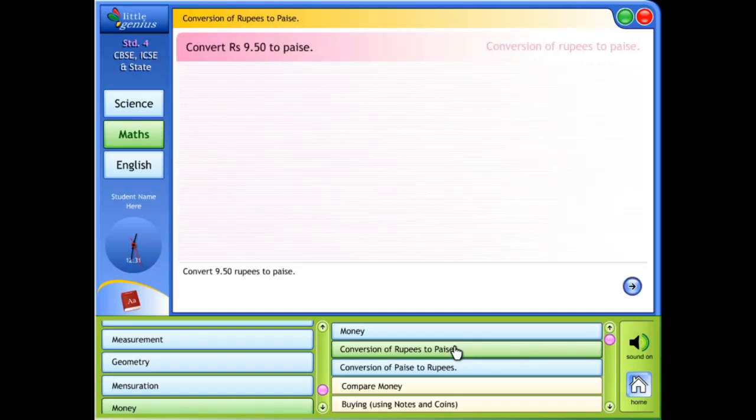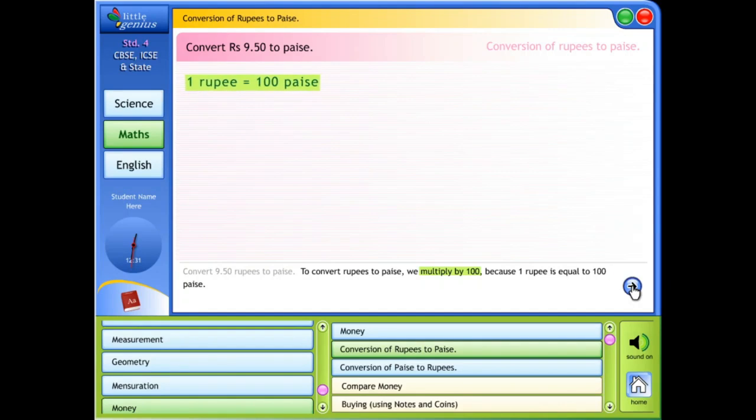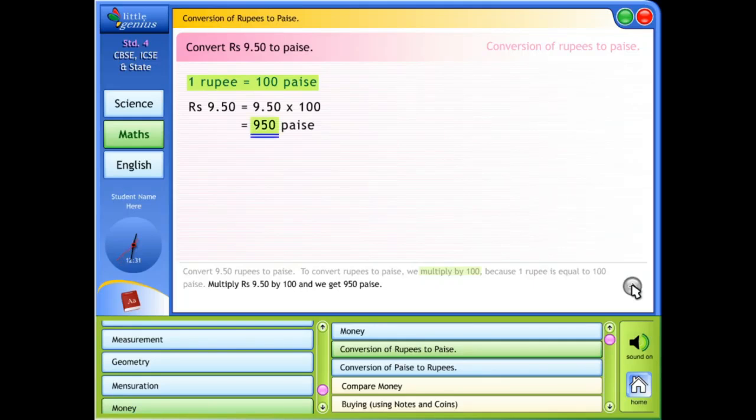Convert 9.50 rupees to paisa. To convert rupees to paisa, we multiply by 100. So, multiply 9.50 rupees by 100 and we get 950 paisa.